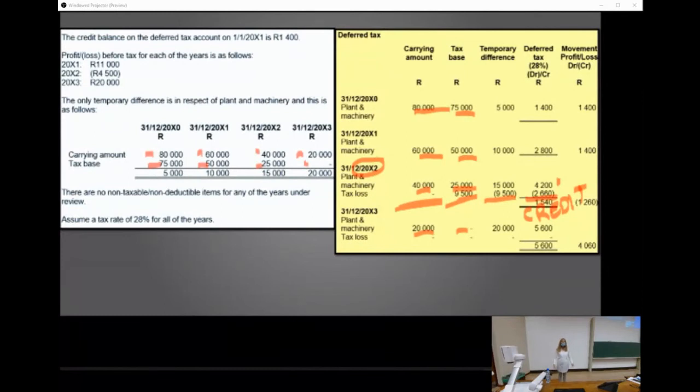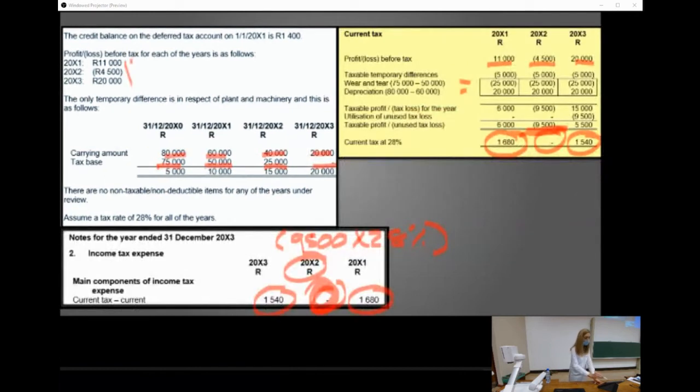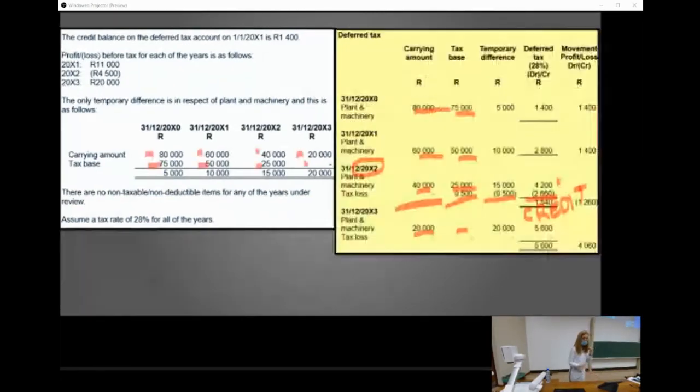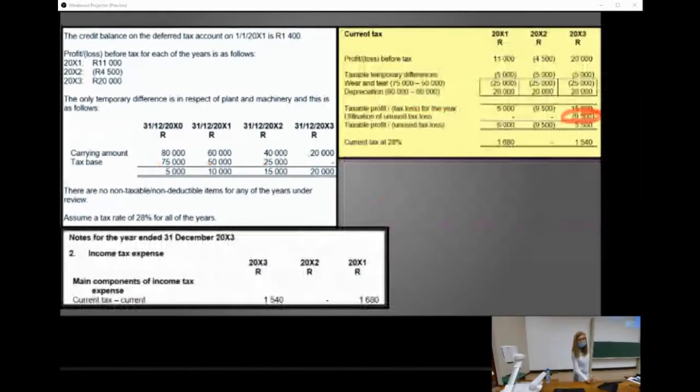Okay, now what happens next year? In the next year, if we just quickly go back to our current tax calc, in year 3, you can see that we have now used that full unused tax loss. So in X3, I'm using the unused tax loss. So in X2, it was unused, 9,500 Rand unused, but it was recognized, 2,660 benefit recognized. You see that? Good. But now in year 3, I am using the 9,500.